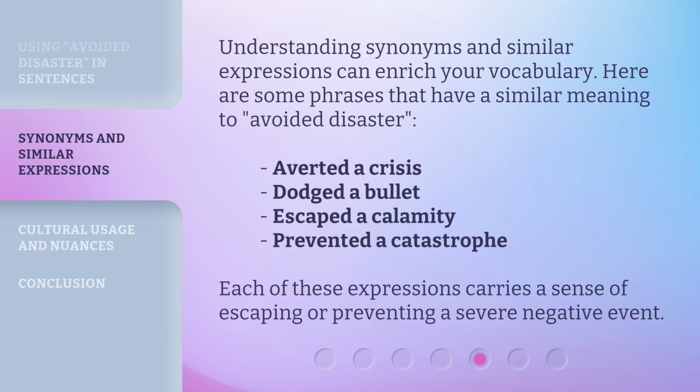Understanding synonyms and similar expressions can enrich your vocabulary. Here are some phrases that have a similar meaning to avoided disaster. Averted a crisis, dodged a bullet, escaped a calamity, prevented a catastrophe. Each of these expressions carries a sense of escaping or preventing a severe negative event.